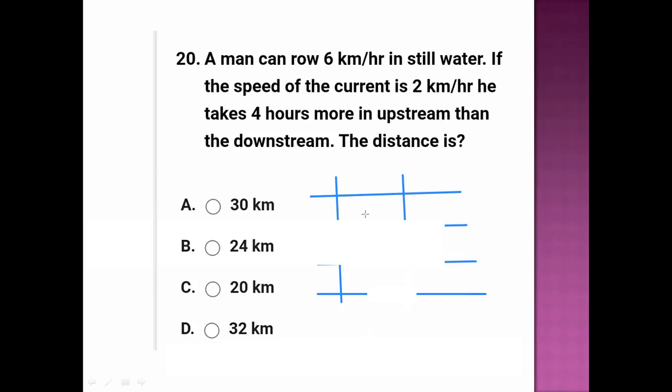Okay, so this is the upstream side, this is the downstream side. We know that the relative speed is u minus v upstream, and u plus v downstream. We have to write this in the table, which we call STV.